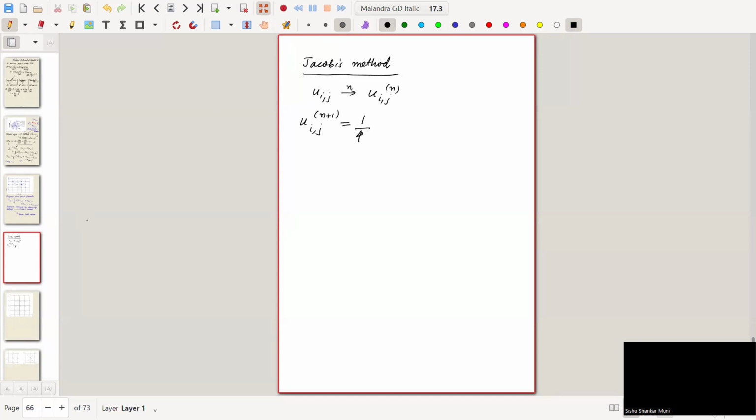The formula is the mean, 1 by 4 of u_(i-1)j plus u_(i+1)j plus u_i(j+1), the top guy, and the bottom guy, u_i(j-1). But there is a catch. Since I am evaluating the value of u_ij at the n plus 1 step, it will depend on the nth step. That's how the iteration works. So here all the quantities will be at n. All will be evaluated at the nth step.